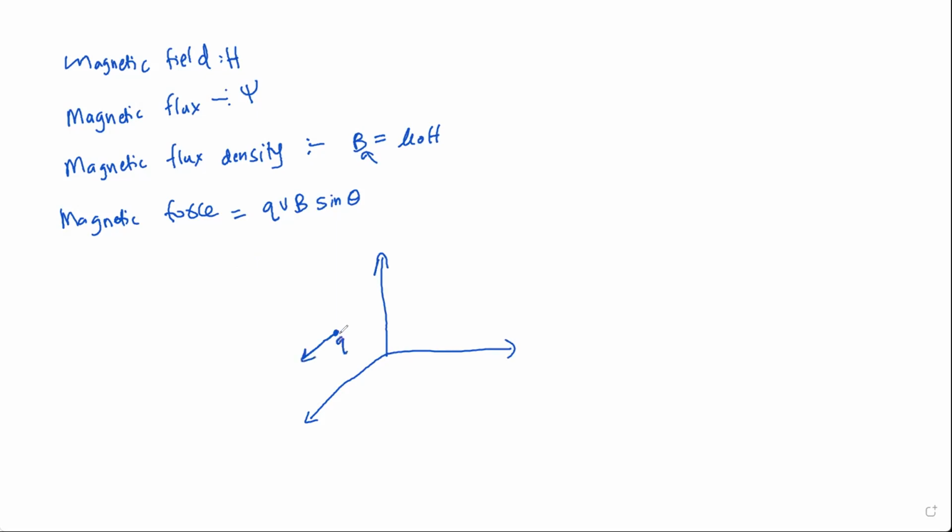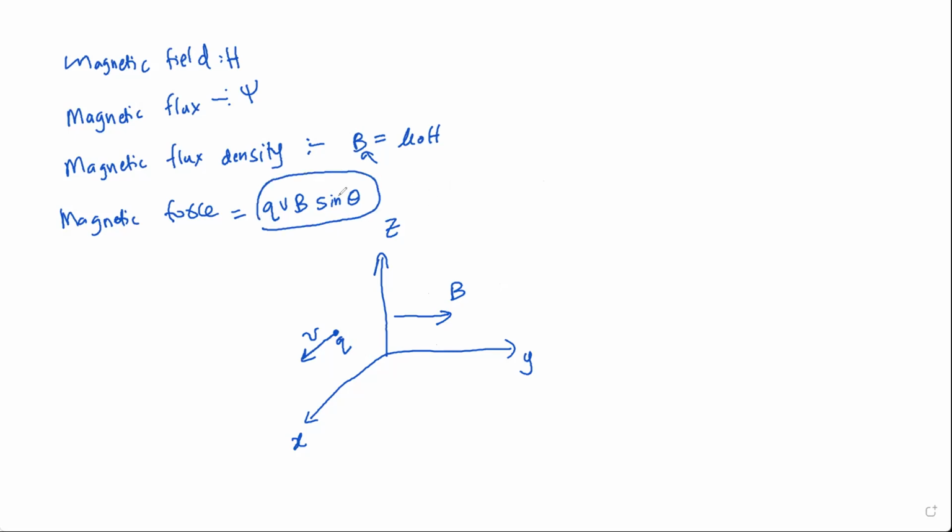Let's say there's an electric charge here with amount Q. We'll assume it's moving at a certain velocity V. And we'll assume there's a magnetic field along a perpendicular direction, where this is the y-axis, this is the x-axis, and this is the z-axis. Now we can find the force acting on this electric charge due to the presence of the magnetic field and the velocity of the charge. The force acting on this charge is given by QVB sine theta.